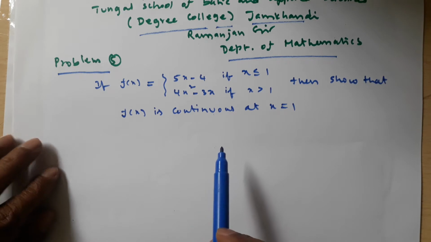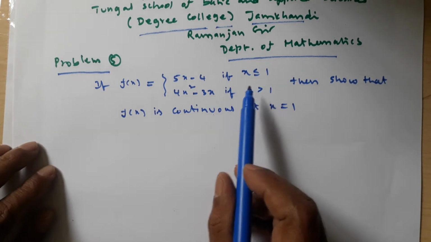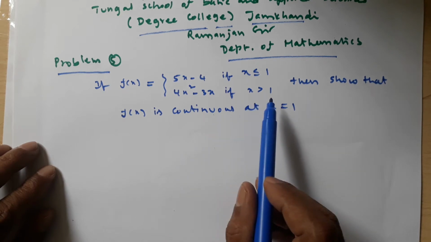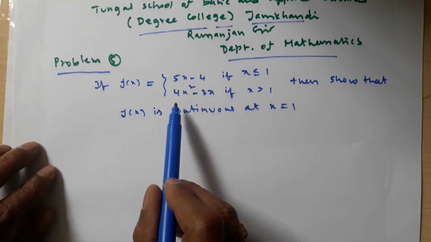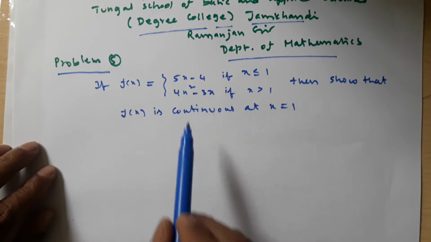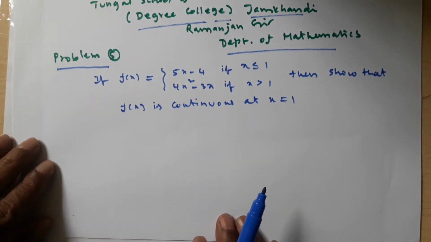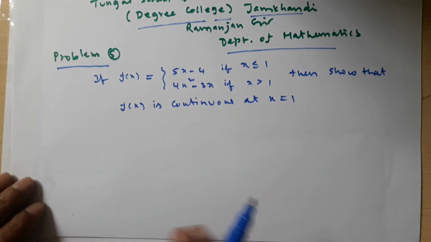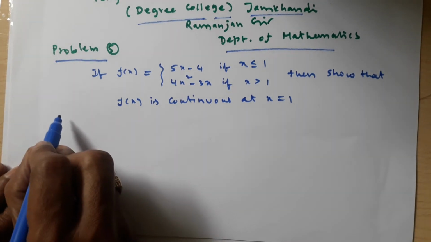As the function is defined for x less than or equal to 1 as f of x equals 5x minus 4, whereas for x greater than 1 the function is defined as 4x squared minus 3x, so that we can see the LHL and RHL to find the continuity.